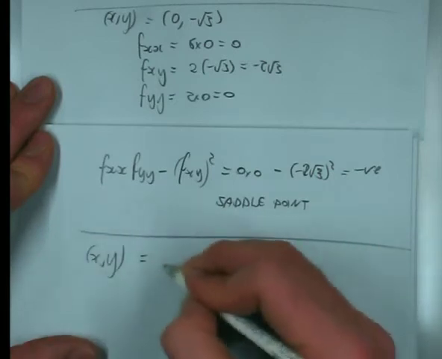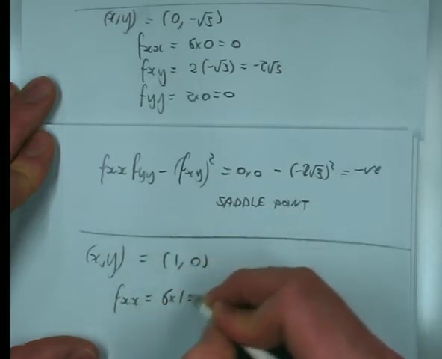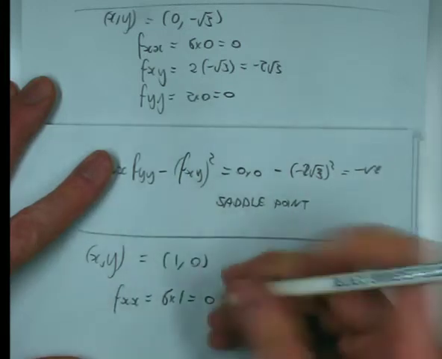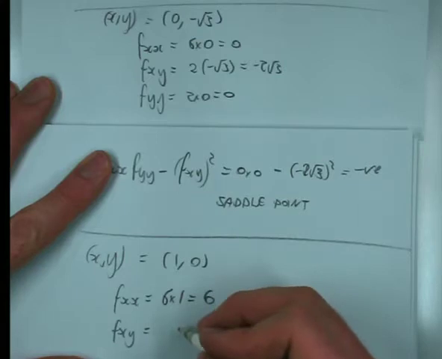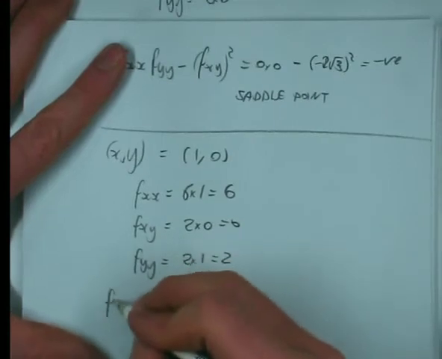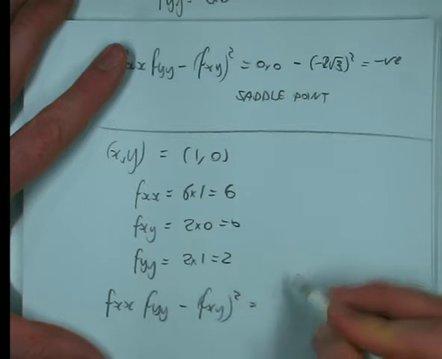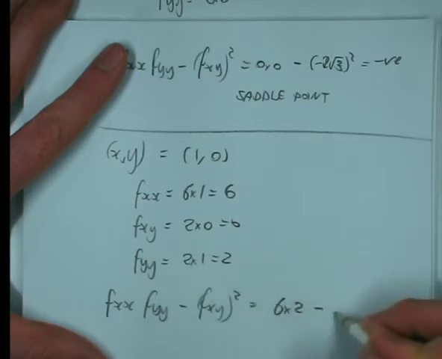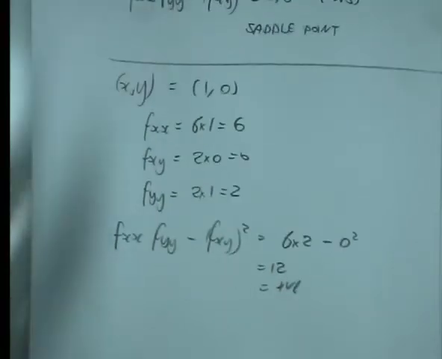xy is 1, 0. So fxx is 6 times 1, which is 6. Easy to fix. fxy is 2y, and y is 0, so that's 0. fyy is 2 times 1, which is 2. And so therefore fxx fyy minus fxy squared is 6 times 2 minus 0 squared, which is 12, which is positive, and so therefore it's a local minimum.